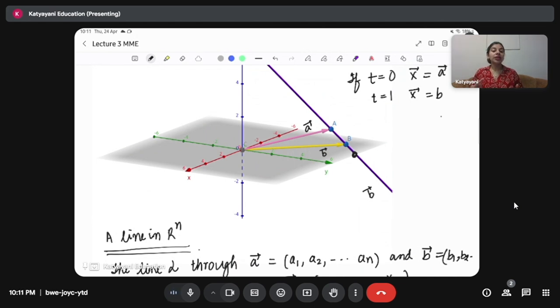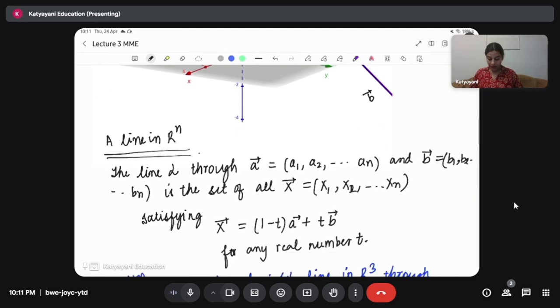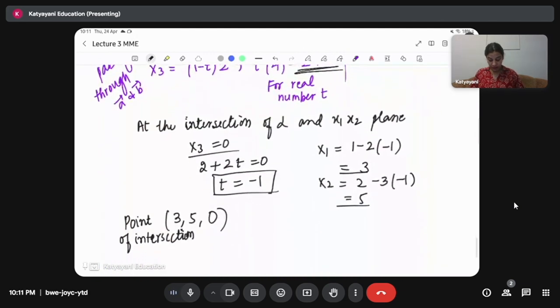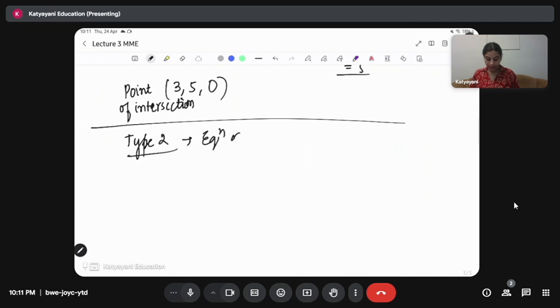Another way in which they can ask you the equation of a line is they will give you a vector and then they will give you the direction in which you have to find out the line, right? So let's look at what we are saying here. So this is type 2. So type 2, equation of a line, right? Here what we are saying is now we have to find the equation of line L.